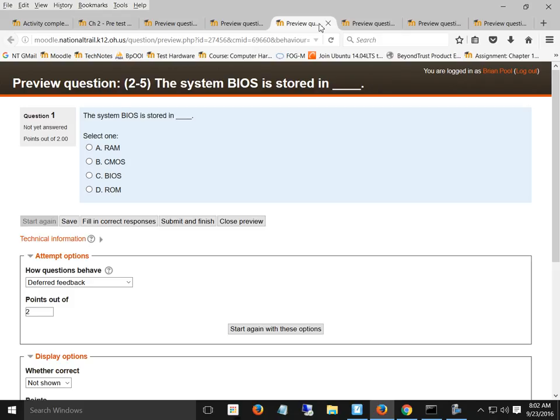The last one is correct, it's in ROM, okay? And specifically, it's in read-only memory, so it can't be lost when the power goes out. It's stored there permanently, okay? But technically, the most correct answer would be it's stored in CMOS ROM, right? But it's stored in ROM, it's on a ROM chip, okay?